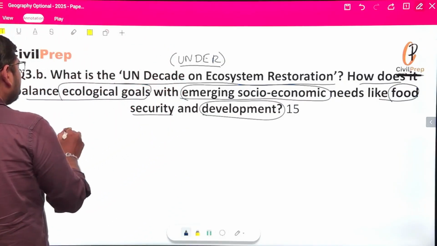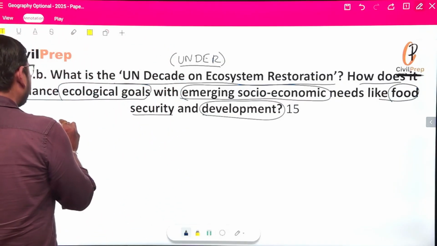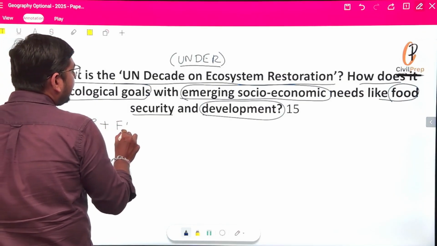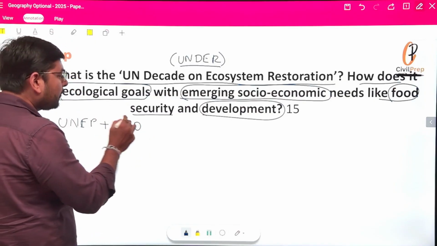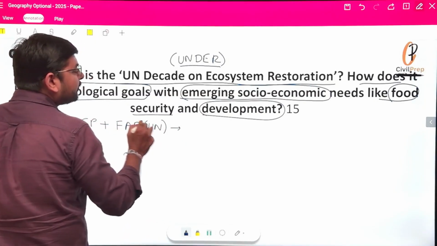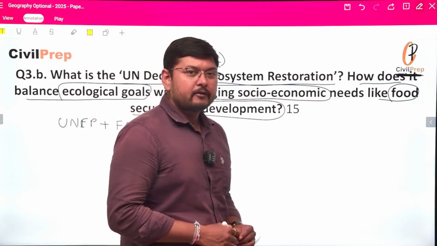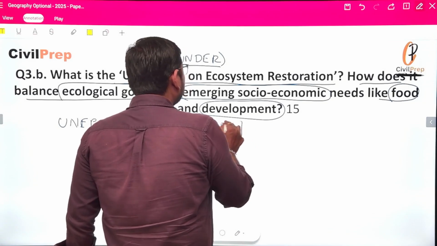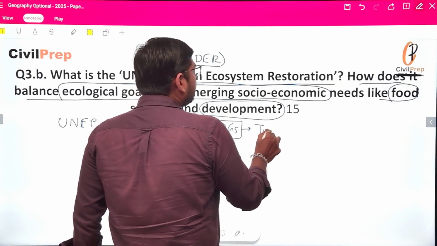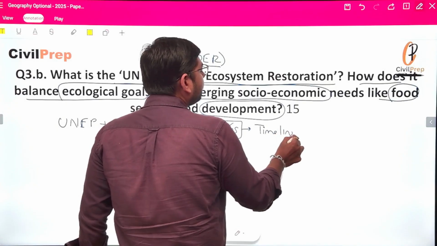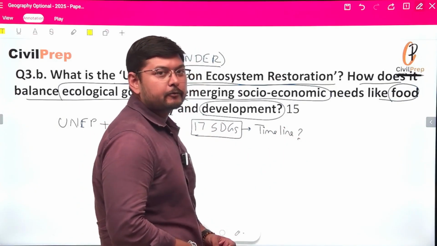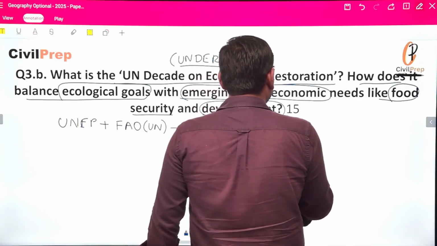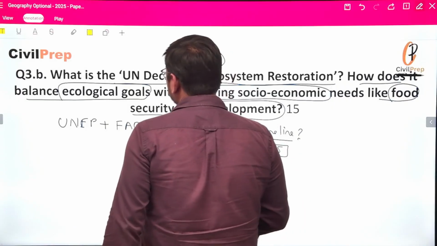So UNDER has been initiated by the United Nations Environment Programme plus the Food and Agriculture Organization, which is also part of the United Nations. What they have seen is that we already have the 17 sustainable development goals, but the timeline of these goals became questionable because these goals were given around 2015. Basically, we'll be seeing that this is a part of environmentalism.